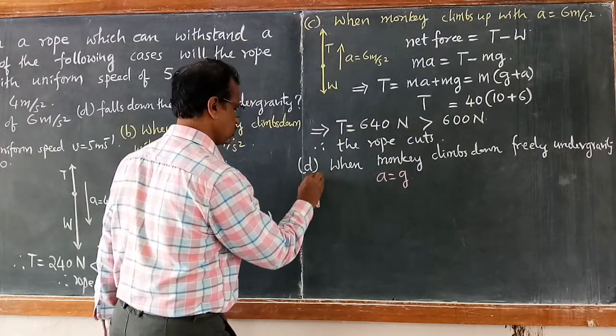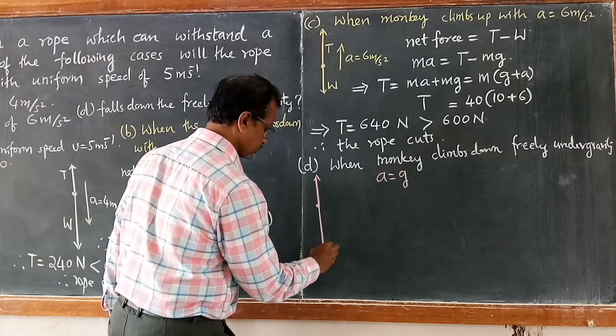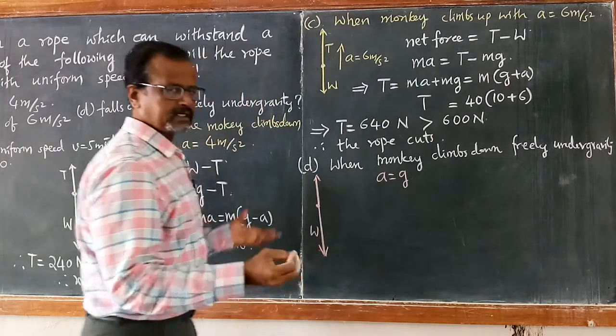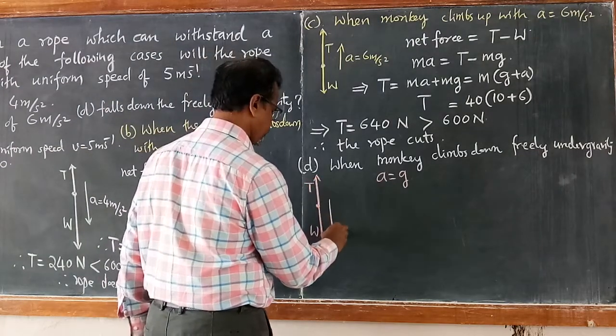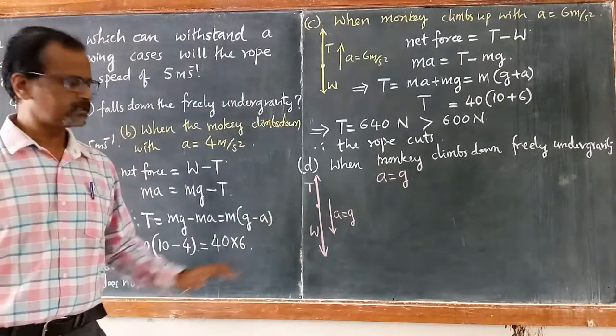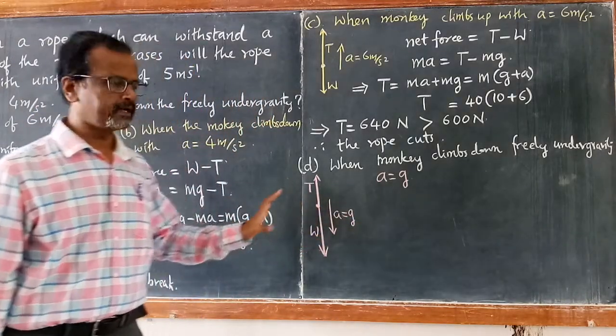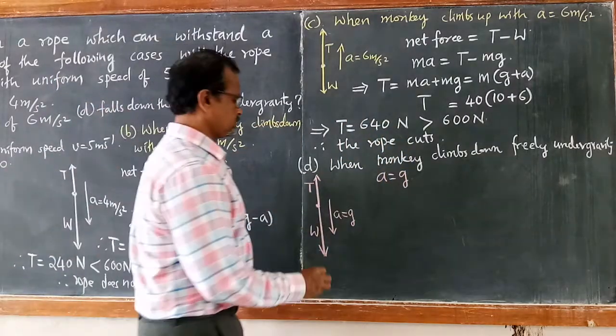Now this is the tension and this is the weight. Let us draw it. Right? And now it is falling down with an acceleration a equal to g. So this diagram is important. Once you draw the proper free body diagram, then the equation becomes simple. There will be no error.